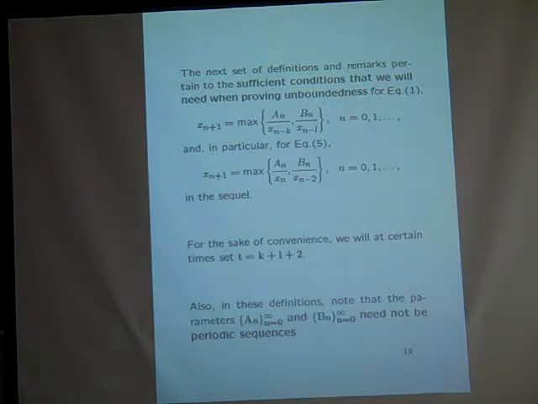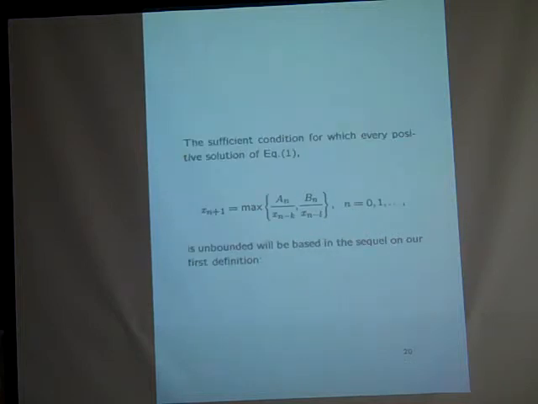I'm going to give an important, for this talk, definition that really says it all. It's a technical definition. But for convenience, I'm going to let T be equal to k plus l plus 2, which happens to be the period of our max equation with 1 in the numerators instead of AN and BN, and such that multiples of this period will lead to unboundedness.